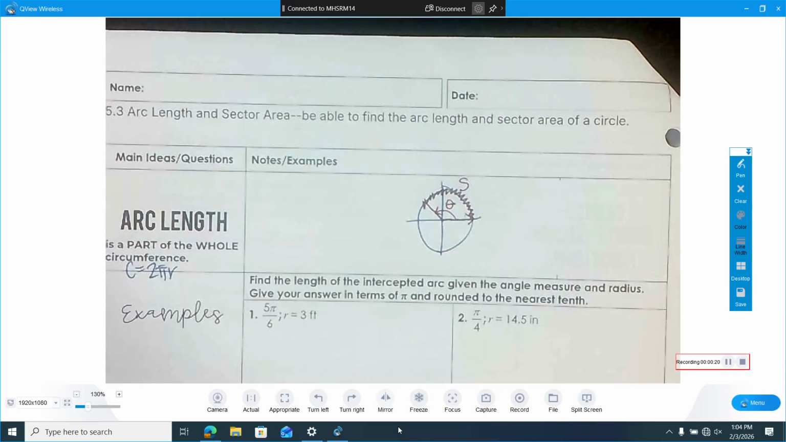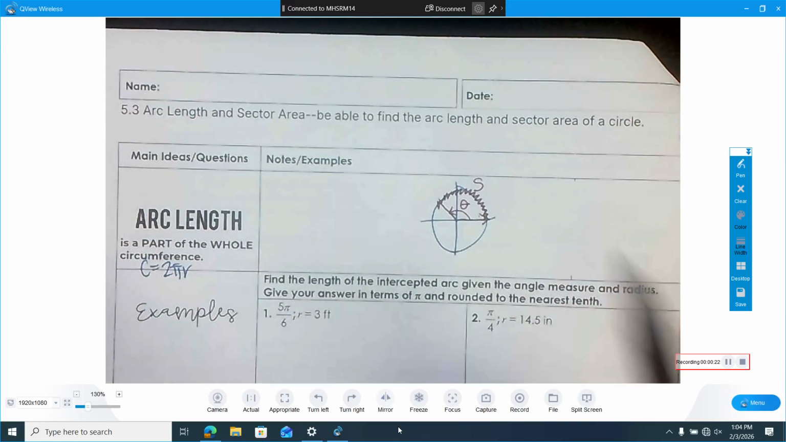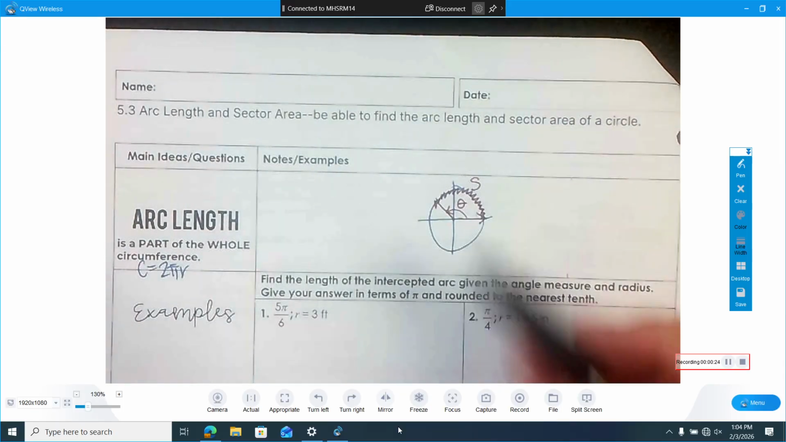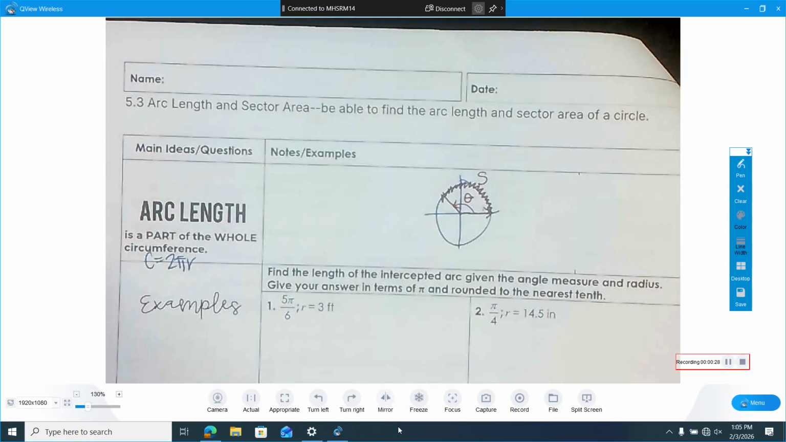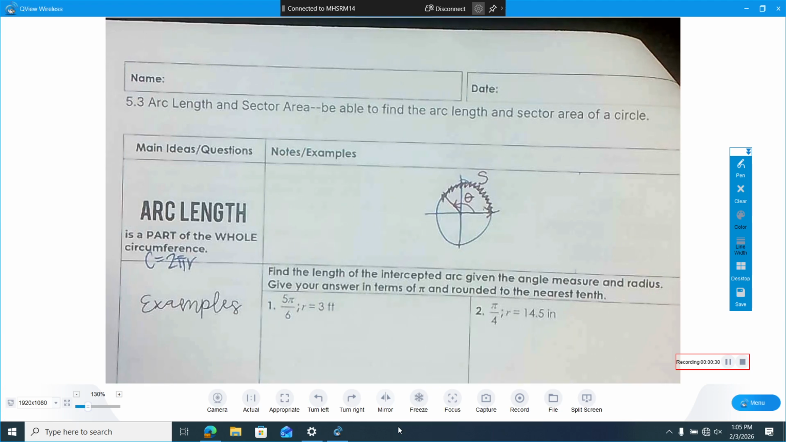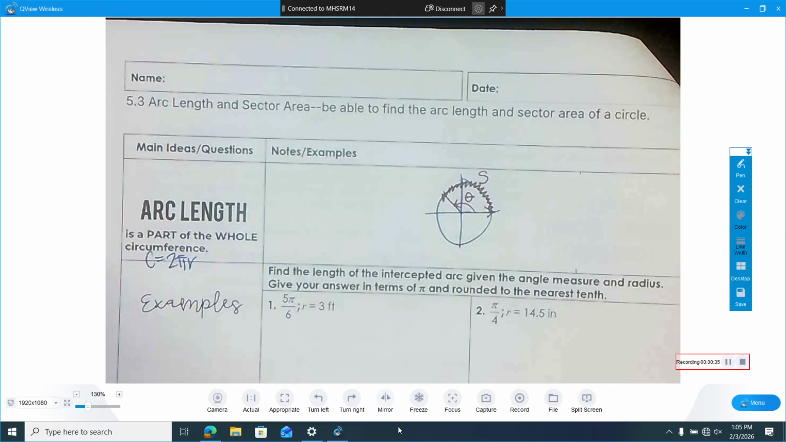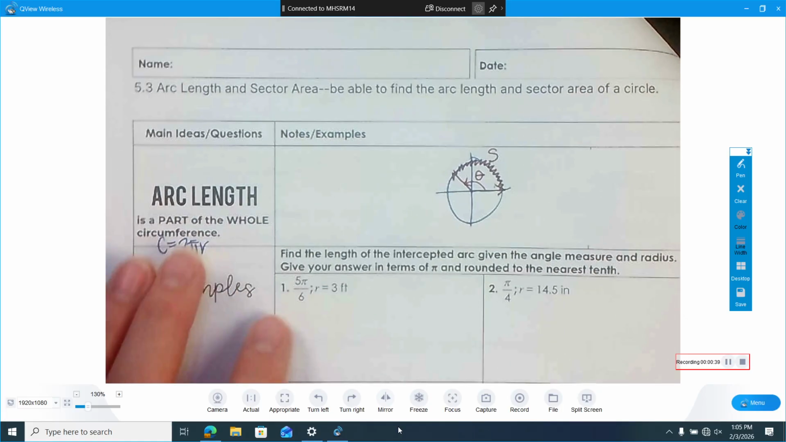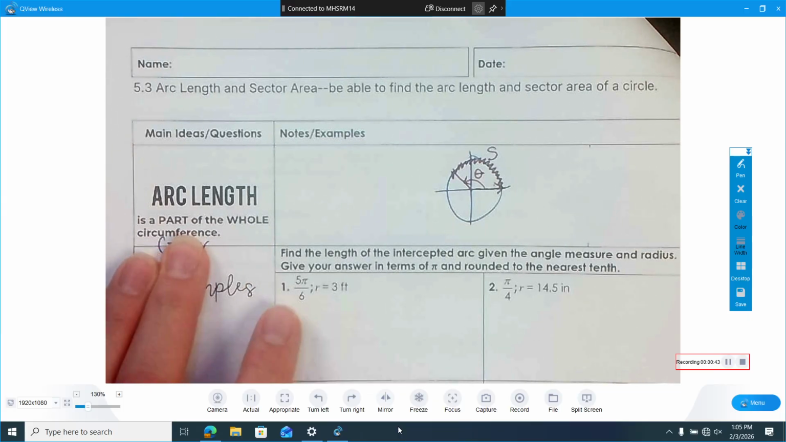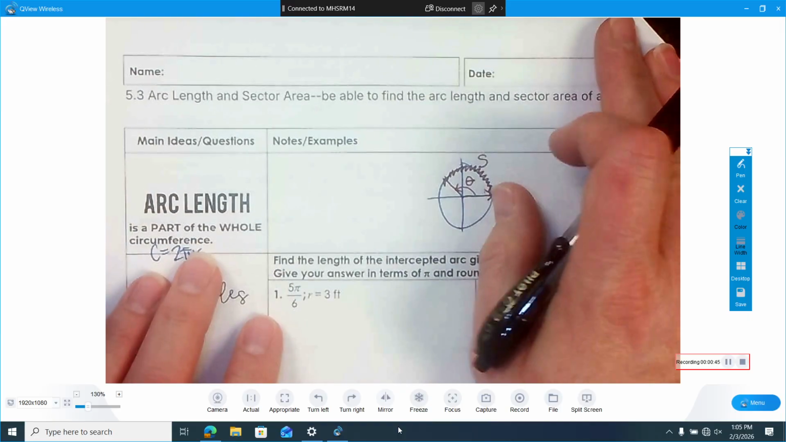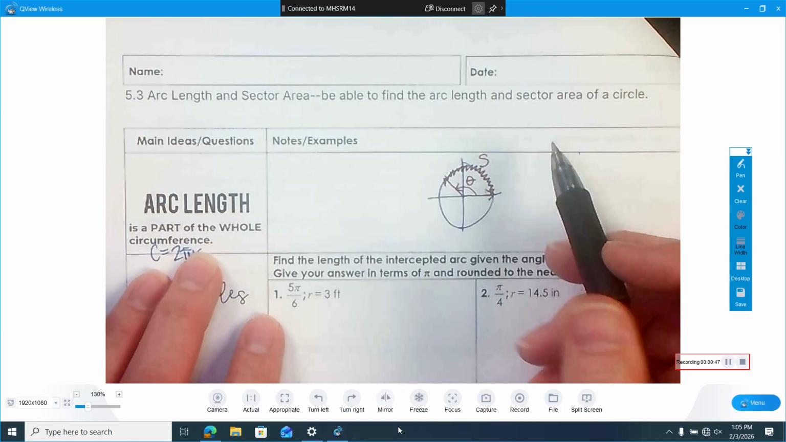All right, today we are talking about arc length and area of a sector. We want to be able to find the length of an arc of a circle, and we want to be able to find the area of a section or sector of a circle. And I wrote here, arc length is part of the whole circumference of a circle. And we have a little picture that you're going to want to draw.